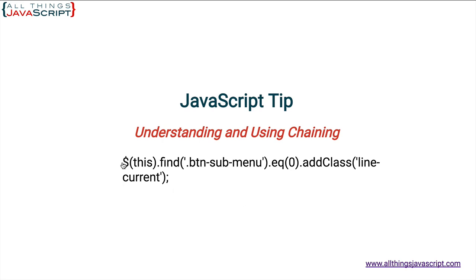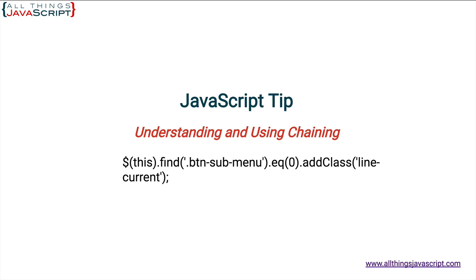And technically, the jQuery call to turn this into a jQuery object is a method as well. Now this works because each of these methods is returning a jQuery object. And so the subsequent method can act on that jQuery object. So this returns a jQuery object, find returns a jQuery object, eq returns a jQuery object, addClass would return a jQuery object as well. That allows us to do the method chaining in jQuery.